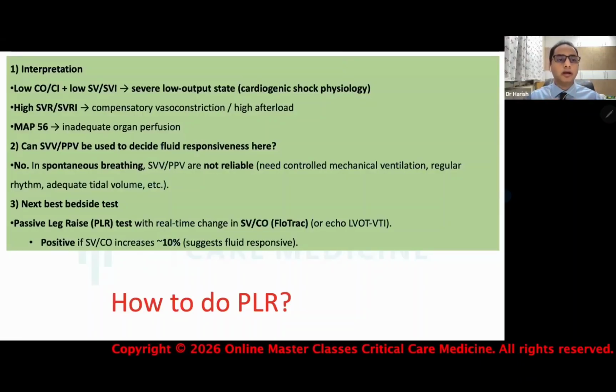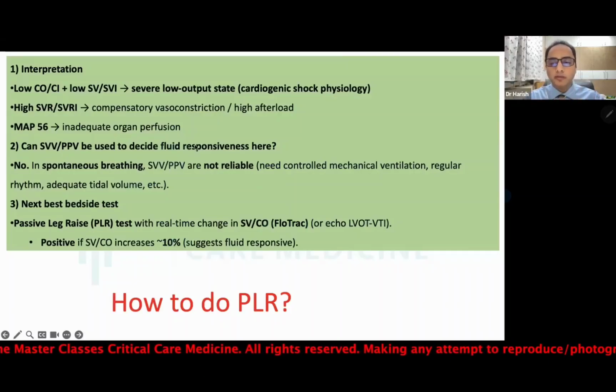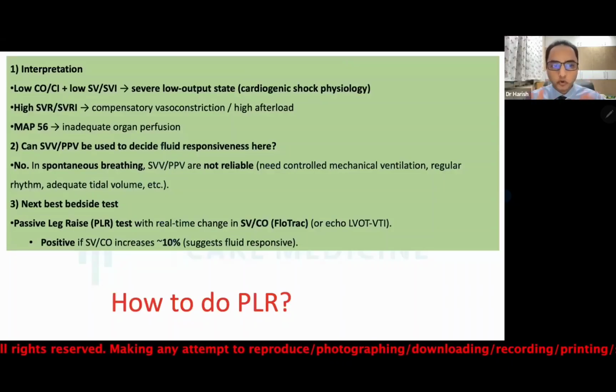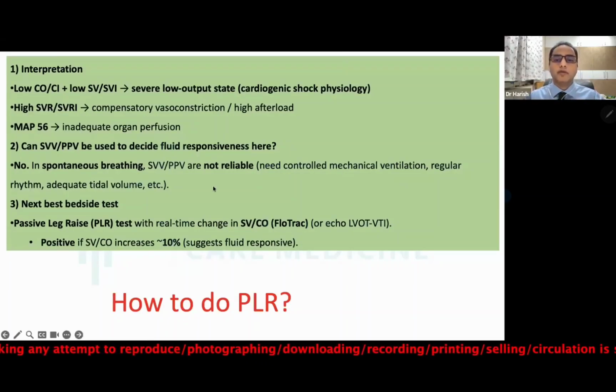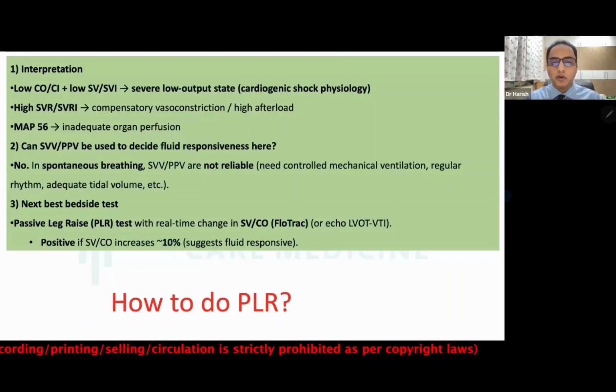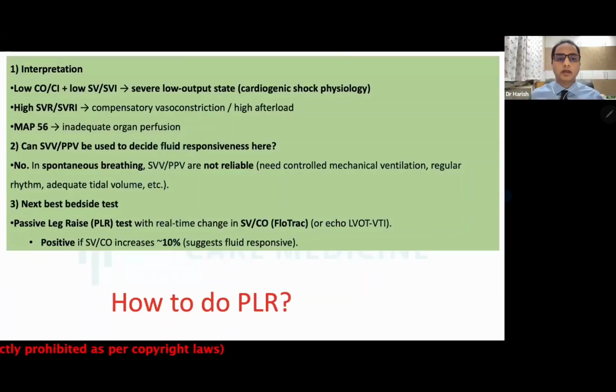So can we rely on SVV or PPV to get an idea whether we can give fluid here, whether the patient is fluid responsive or not? Remember, the patient is on spontaneous breathing. So the answer is no. In spontaneous breathing, or when the patient is having an arrhythmia, when the patient is on mechanical ventilation with less than 8 ml per kg of tidal volume, or when the patient is having severe RV dysfunction or severe ARDS, we can't rely on SVV or PPV, even though they are dynamic indices. So these are the restrictions. Here the patient is on spontaneous breathing, so we can't rely on them.